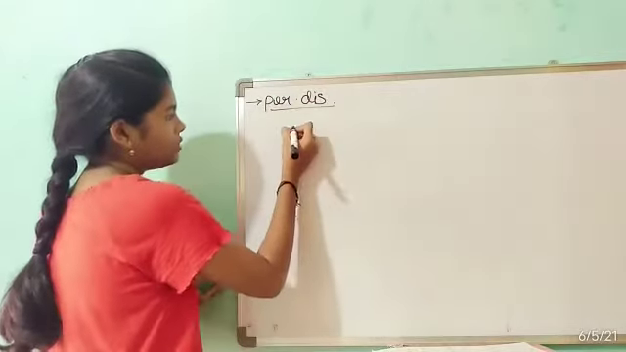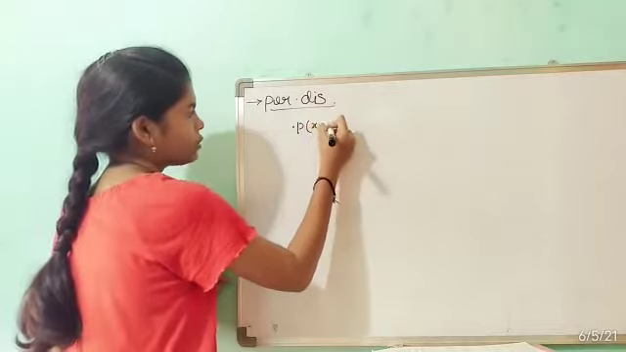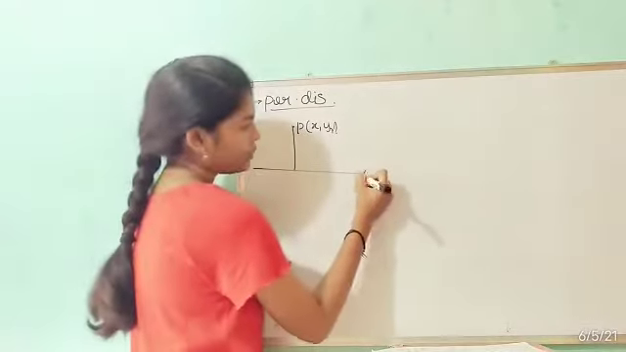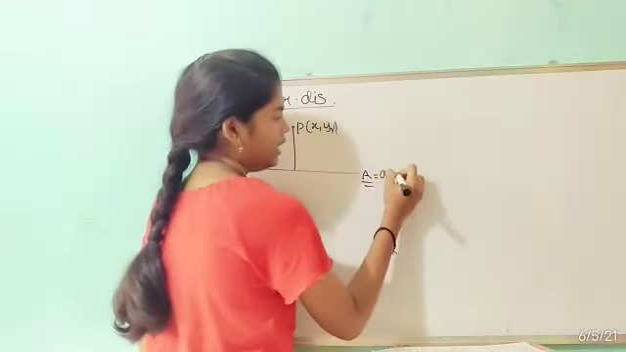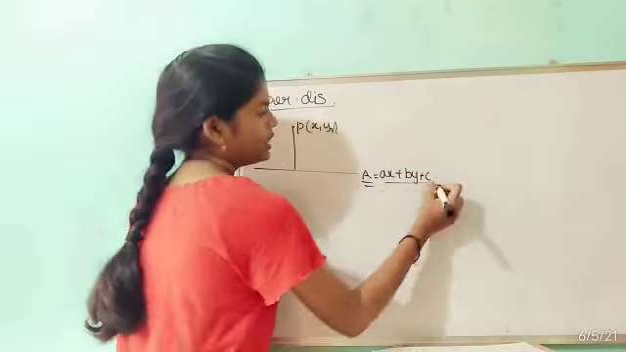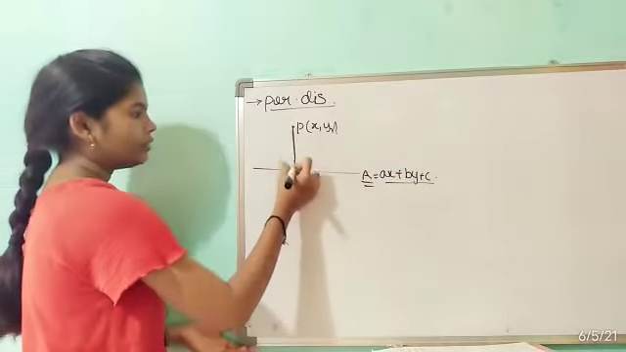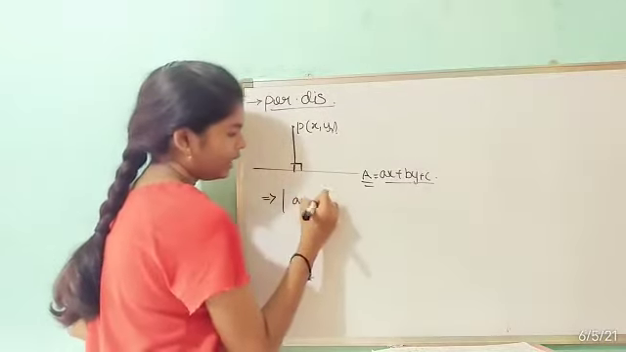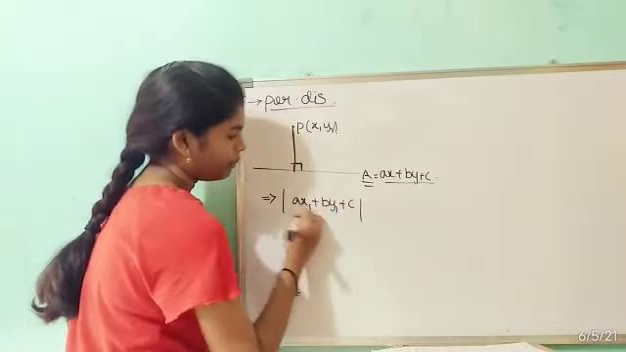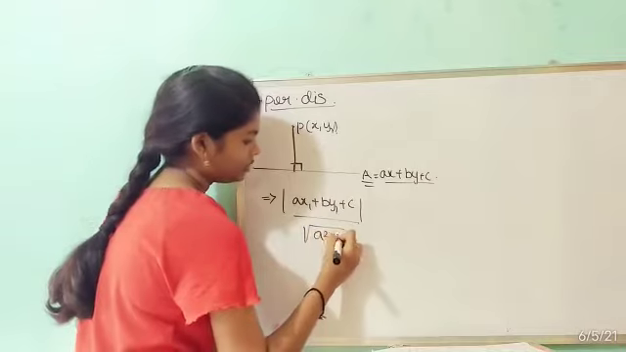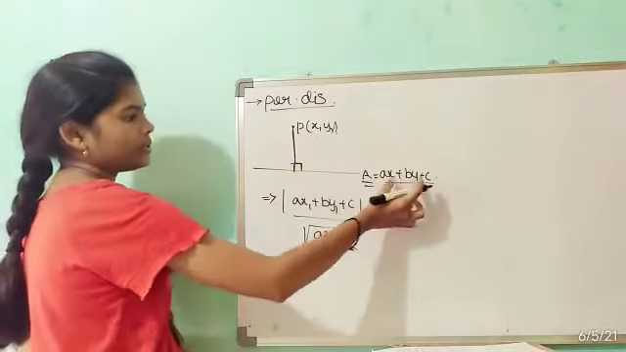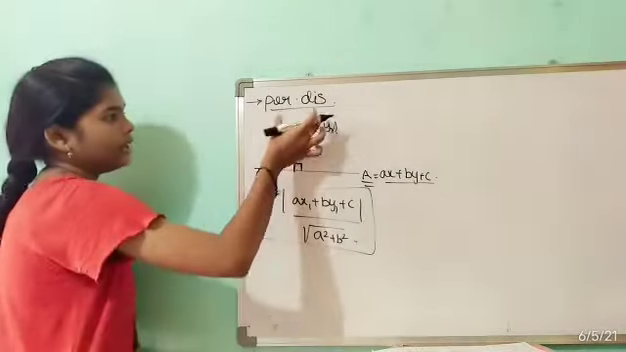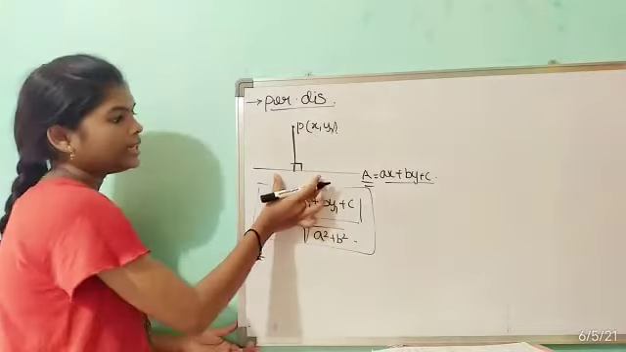After that, the distance. Suppose a point x1 comma y1 is at some distance from a line, and the line is given as ax plus by plus c. In order to find this perpendicular distance, we use ax1 plus by1 plus c by root over a square plus b square, taking the modulus. So you have to substitute x1 and y1 in the equation. Through this we can find the perpendicular distance from a point P to that line.